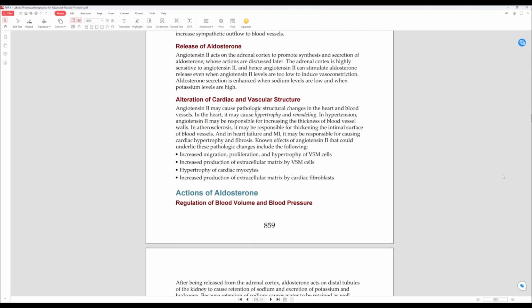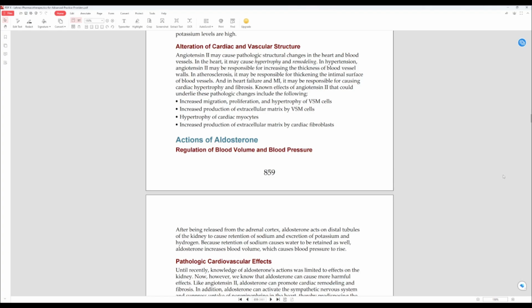So, the release of aldosterone: angiotensin II acts on the adrenal cortex, which promotes the synthesis and secretion of aldosterone, whose actions are discussed a little later. The adrenal cortex is highly sensitive to angiotensin II, and hence angiotensin II can stimulate aldosterone release even when angiotensin II levels are too low to induce vasoconstriction. Aldosterone secretion is enhanced when sodium levels are low and when potassium levels are high.